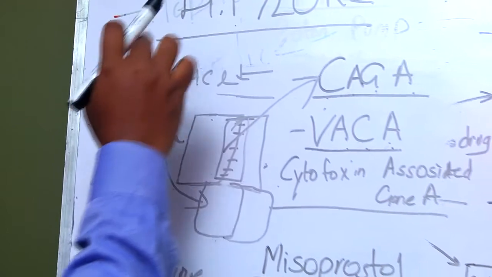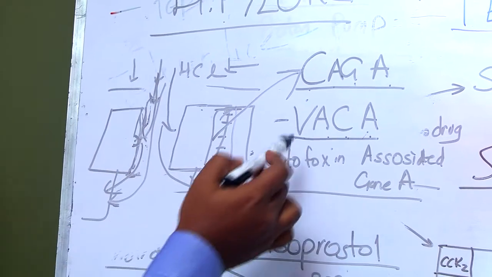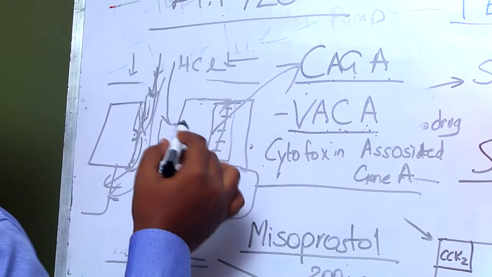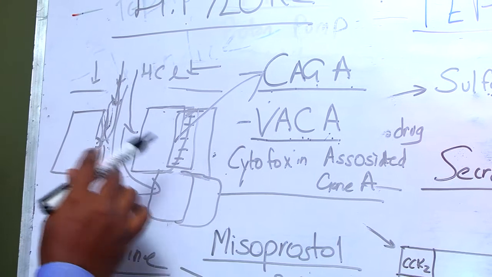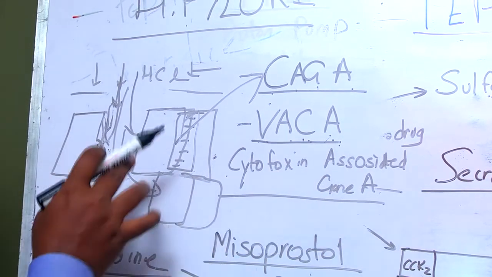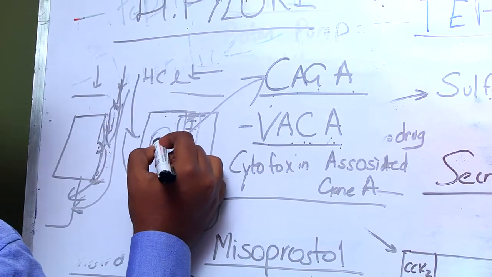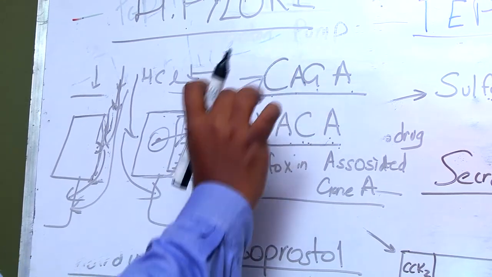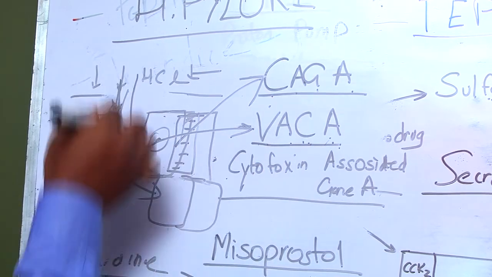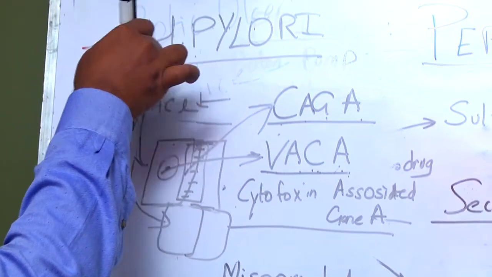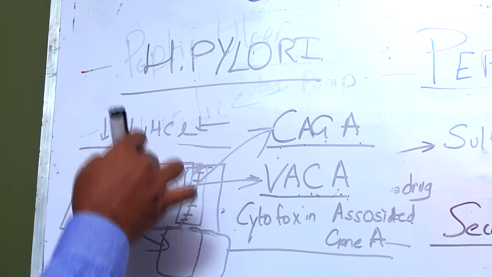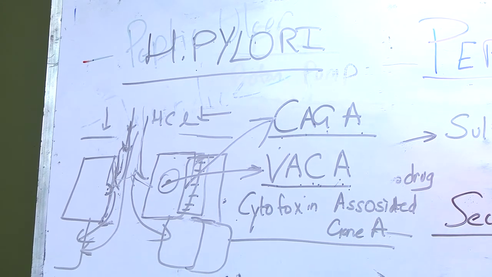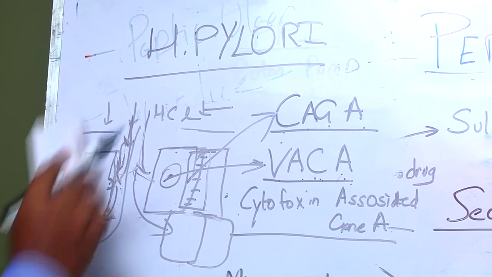the CAG-A toxin of the Helicobacter pylori can cause peptic ulcer. The vacuolating cytotoxin A will create vacuoles and lead to self-destruction of the cells of the stomach. So they will lead to apoptosis of the cells of the stomach. This is what VAC-A will do. Importantly, these two toxins, when they act together, will destroy the layers of the stomach and make the HCl act on the cells and ultimately cause various stages of peptic ulcer. So this is how the Helicobacter pylori causes peptic ulcer.